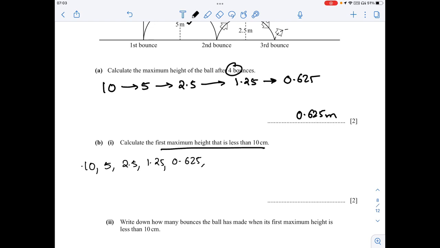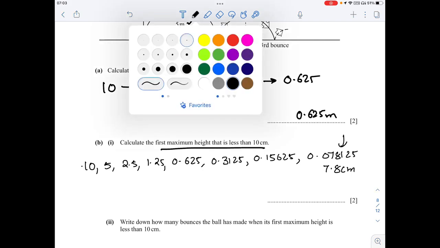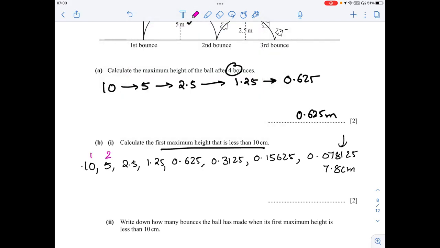divided by 2, which is 0.3125, then divided by 2, which is 0.15625, which is again divided by 2, it becomes 0.078125. This is less than 10 centimeters because this becomes 7.8 centimeters. So these are all in meters, and he's asking in centimeters. So therefore first bounce, second bounce, third bounce. So the answer for this one is 7.8 centimeters.